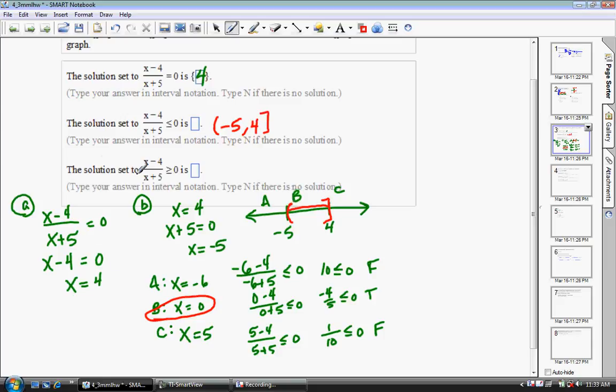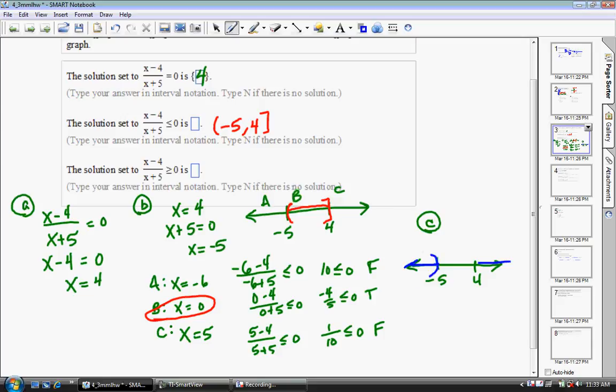Now the other problem is to say where is the solution greater than or equal to 0? Well, greater than or equal to 0 is going to be where it was false for less than or equal to 0, right? So we know that region A and region C would make that part true.